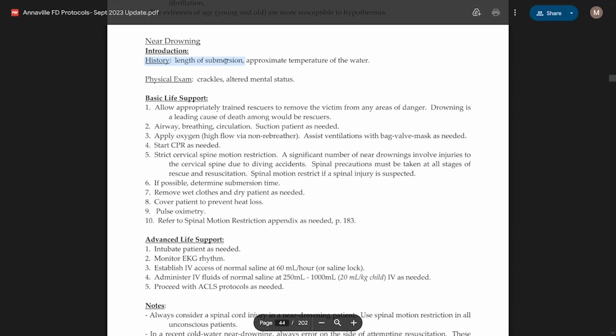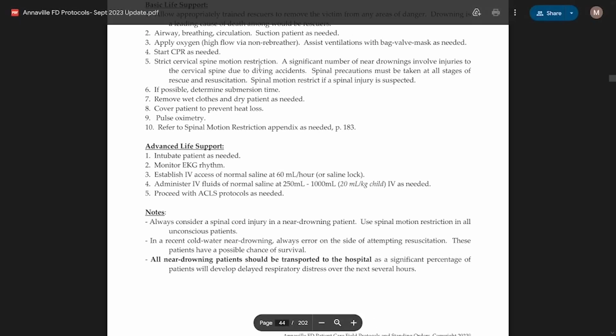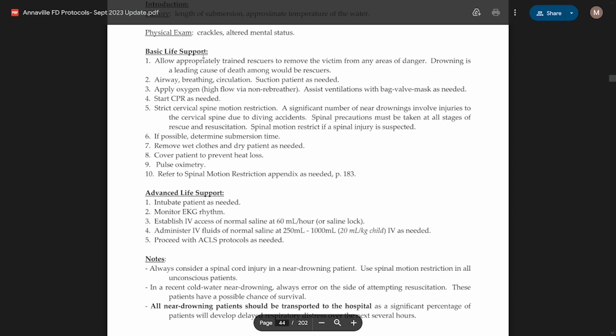Now for near drowning. The introduction, for their history, is the length of submersion and approximate temperature of the water. We want to watch out for crackles and an altered mental status. For basic life support, we want to allow appropriately trained rescuers to remove the victim from any areas of danger. Drowning is a leading cause of death among the would-be rescuers, so be very careful. Don't just jump in and try to save them because you'll become part of the problem very easily.